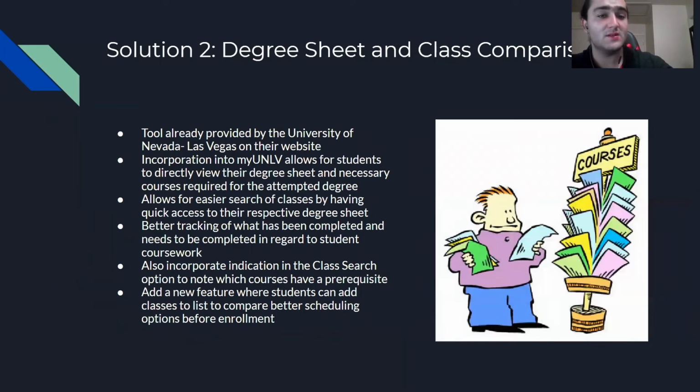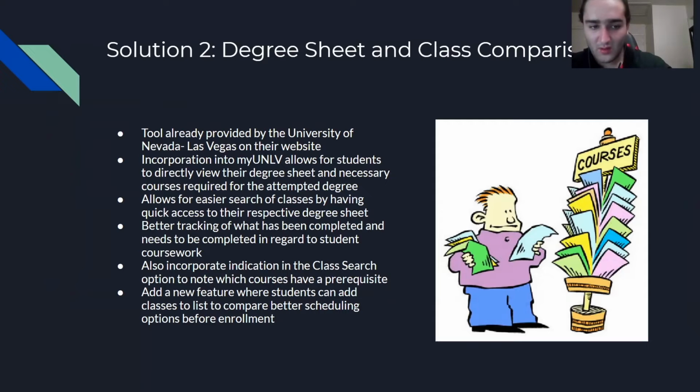The next solution is called Degree Sheet and Class Comparison. It's called that because a degree sheet is a tool that's already been provided by the university to allow students to look at their courses and plan for the next semester. If we incorporate this into MyUNLV so they can directly view their degree sheet and the necessary courses required, it allows them to have better planning and scheduling and searching for their classes, and new students can already look within their chosen major and see which courses they need to complete.